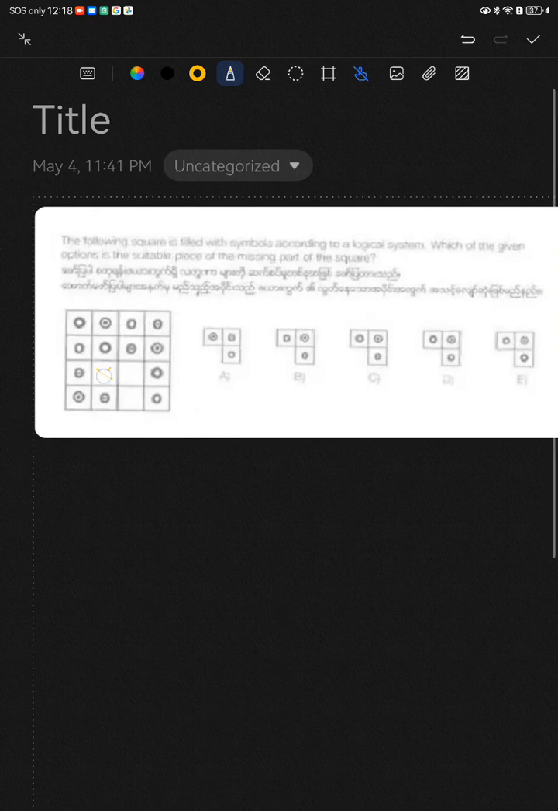The question is asking you to fill in the gap. You're given 5 pieces, and your job is to choose the correct piece to put in this L-shaped gap. Pause the video if you want to try and solve this, and give it a go.